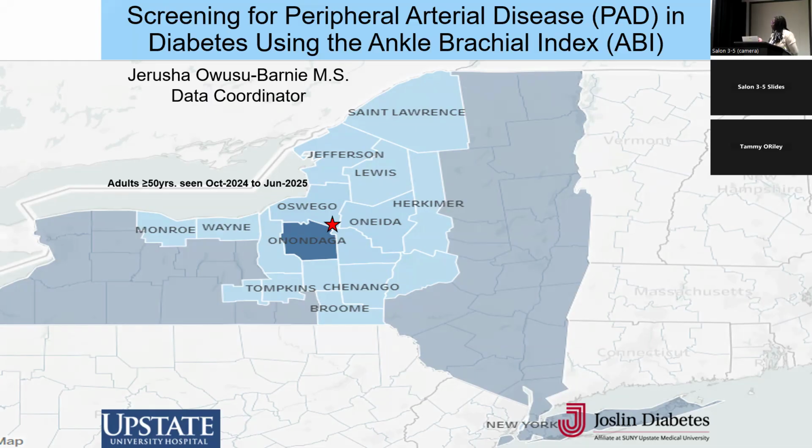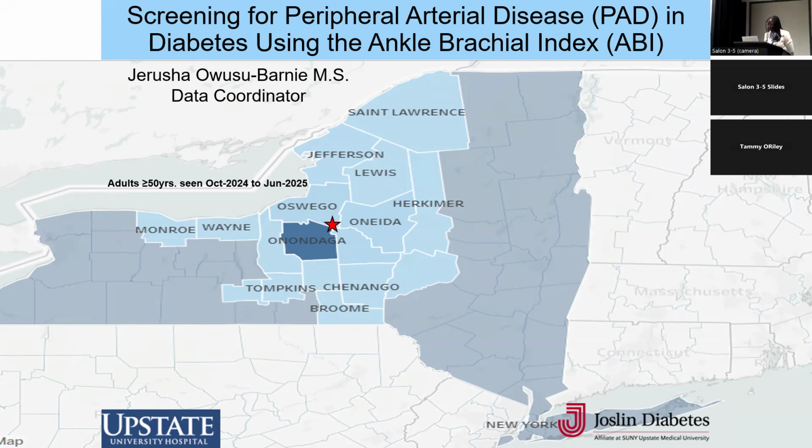And this is the map of New York State. We are located in Syracuse, New York, specifically in Onondaga County, where you see the red star. Beginning in October 2024 through June of 2025, we began to screen for peripheral artery disease using the ankle brachial index for patients over 50 years of age that came in to see a podiatrist at our Joslin Diabetes Center. You can see that most of our patient population is located in Onondaga County.